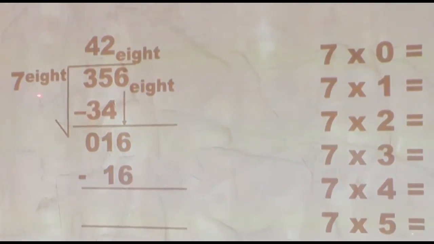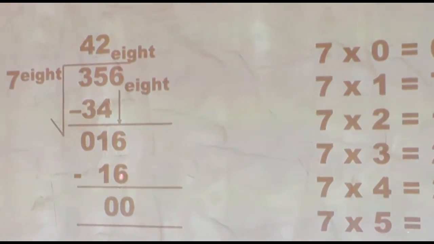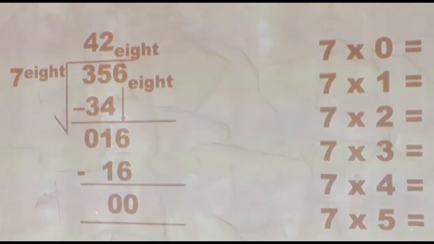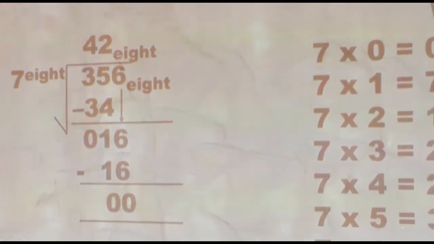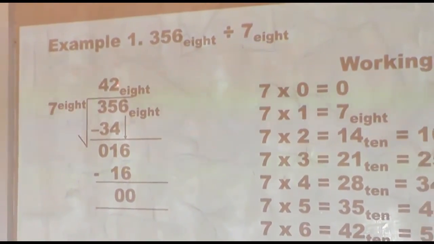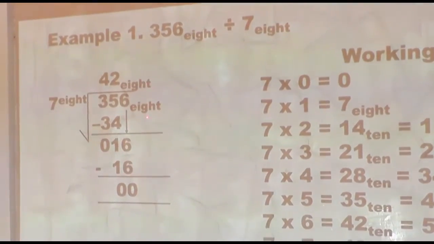Now 2 times 7, we have 16. And then we subtract, 6 minus 6, we have 0, and 1 minus 1, we have 0. So this has shown us that the result of dividing 356 by 7 is 42 in base 8.